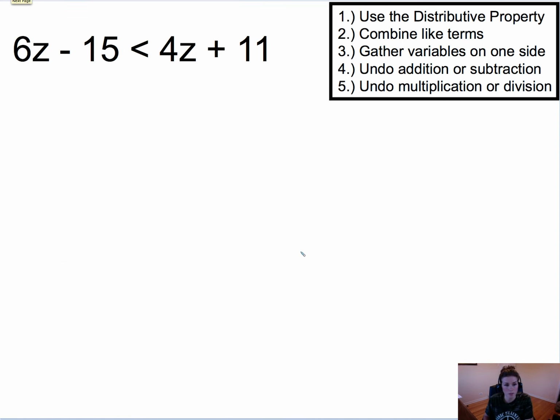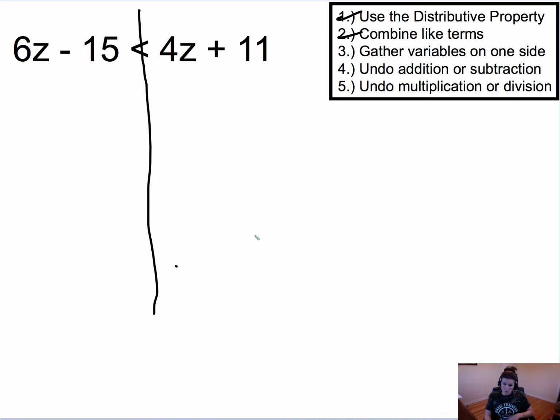So the next example here, let's check if we need to use the distributive property. Well, we don't have any parentheses on the left or the right, so I don't need to. Can we combine any like terms? Well, on the left we have a z and a number, so we can't. On the right we also have a letter and a number, so we cannot combine any like terms. We want to gather the variables on one side. I forgot to separate my two sides, so let's go back and do that.